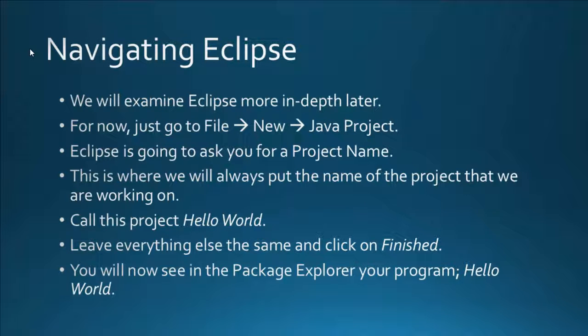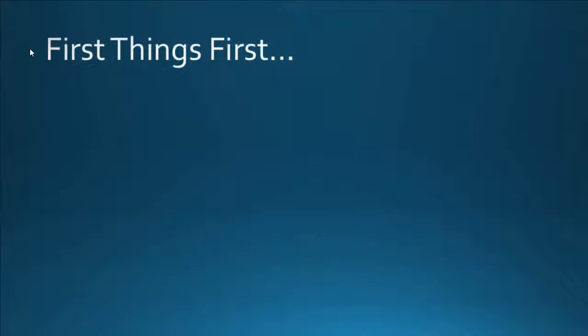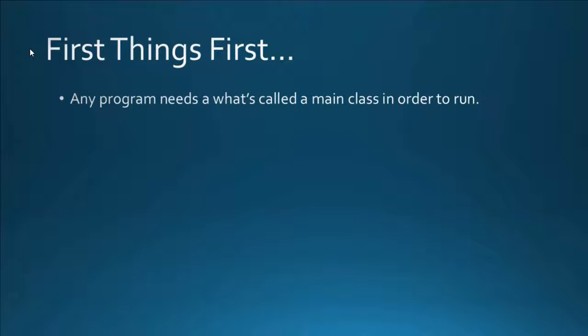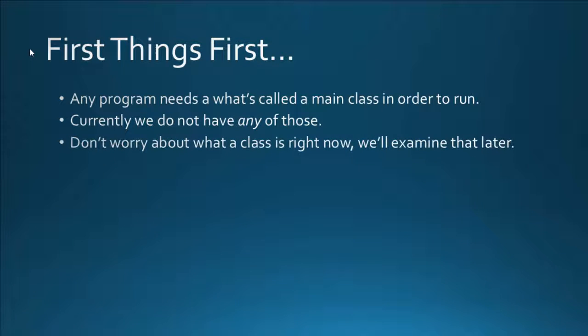All right, let's make the HelloWorld program. So first things first. Any program needs what's called a main class in order to run. Currently, we do not have any of those. In fact, we don't have any code in our program right now. So we want to get code in there in order to make the program do something. Don't worry, though, about what's a class, what's this, what's that. We're going to eventually get to each of those pieces of the code in the program, and so you will learn as we go through this. So we'll look at those as we come through.